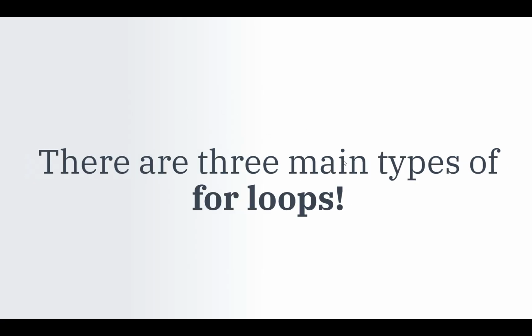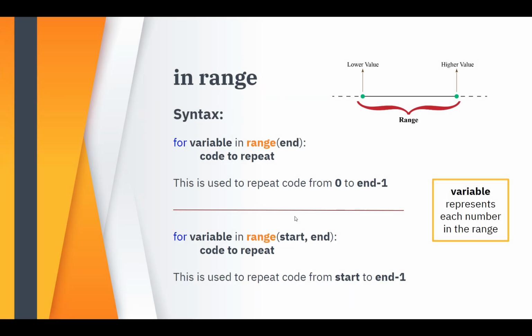There are three main subtypes of for loops. A for loop is a type of loop, and then there are three types of for loops. In range, the syntax looks like this: for variable in range, and then the end, which is the amount of time you want, minus 1. So if I did for variable in range 5, it would repeat 5 times, but it would start at 0. And for variable in range start comma end, instead of starting at 0, it'll start at whatever you set, and then end minus 1. So that is in range.